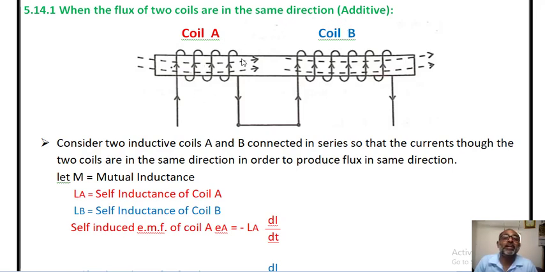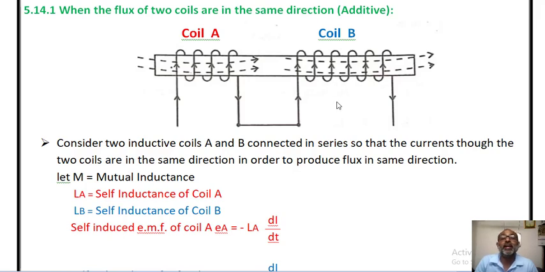So here we are taking two coils, coil A and coil B. Now we connect the circuit in such a way that the flux produced by coil A and coil B are both in the same direction. That is our main requirement. So here, when current passes through coils A and B, both coils produce magnetic flux in the same direction.